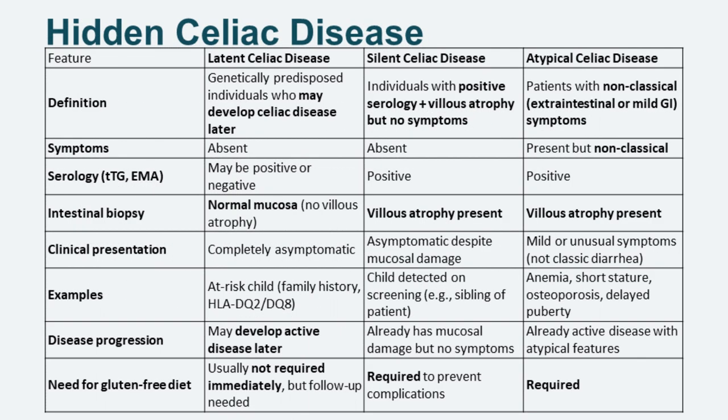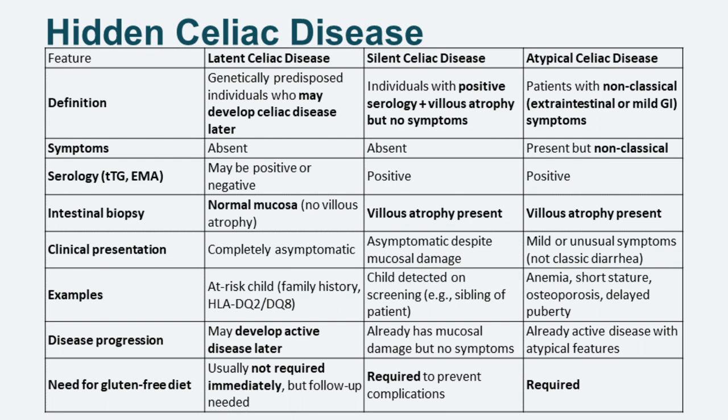So if you look at hidden celiac disease, there are three types. The latent celiac, where a patient may be genetically predisposed. That means they may be HLA DQ2 and DQ8 positive. There may be a family history of celiac, but the patient has normal mucosa on endoscopy and is asymptomatic. So these are the patients who do not have villus atrophy, but they are HLA DQ2, DQ8 positive. So you have to keep a close follow-up of these patients because they may develop active disease later.